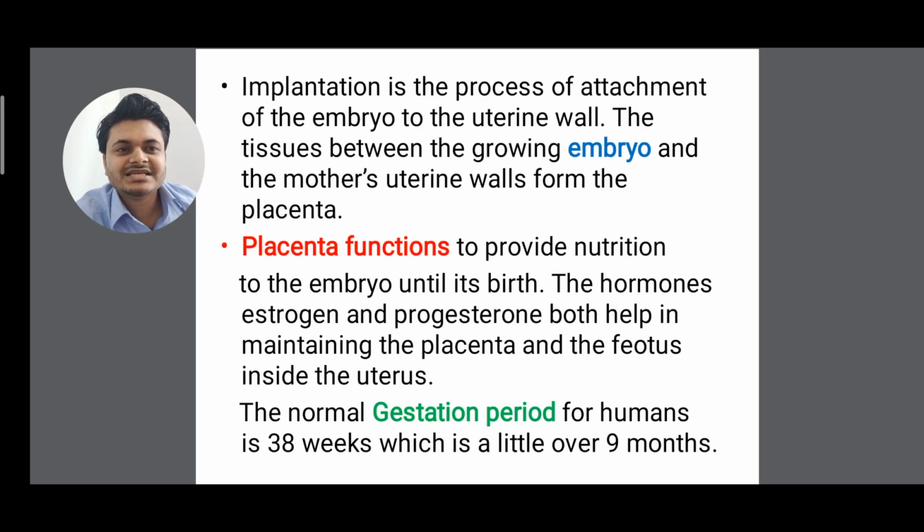The normal gestation period in humans, particularly in females, is 38 weeks, which is a little over 9 months, clear?